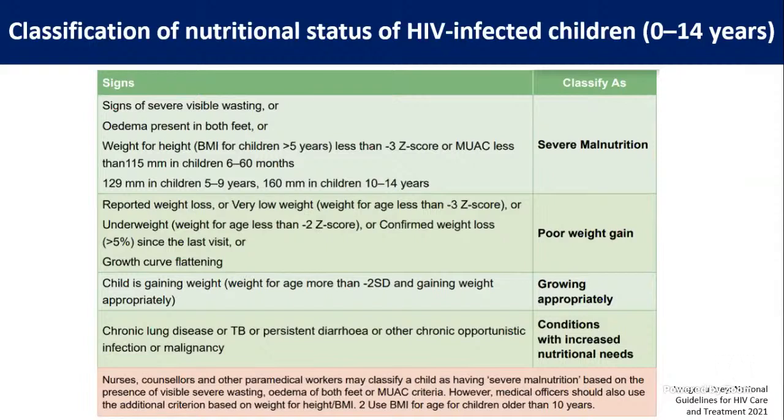The next group, we are going from top to bottom. If a child does not have any of the criteria that match severe malnutrition, but has a reported weight loss, the family says that he is losing weight, or his weight for age, we have spoken about weight for length, weight for height, in column number 2 we are speaking of weight for age, is less than -3 z-score or less than -2 z-score, anything less than -2 z-score, or if there is a confirmed weight loss from the previous visit. Or if you're putting in a growth chart and the growth curve is showing a flattening, all these indicate poor weight gain.